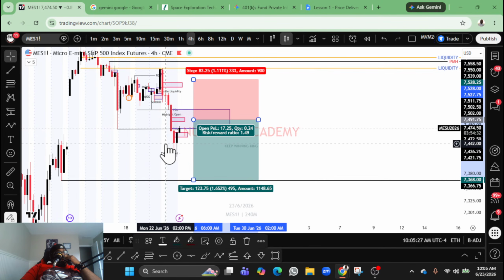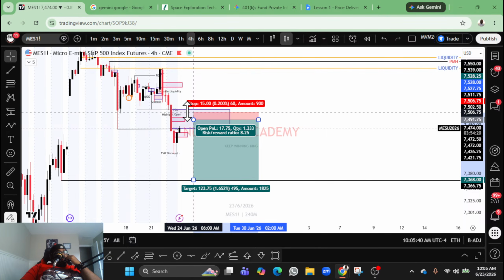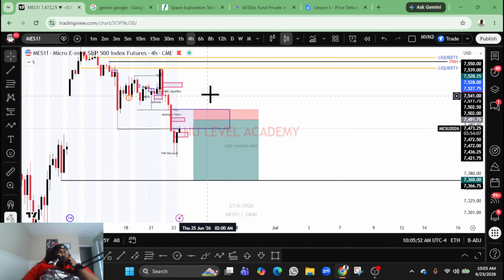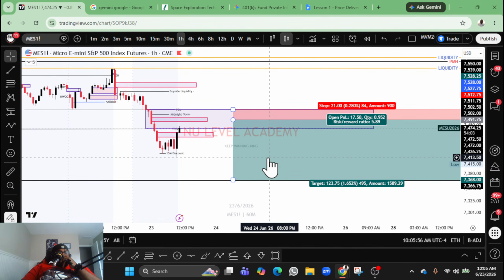Taking out initial sell side that we have down here, right? And obviously your stop will be somewhere right above here. So it'll look something like this. This is what we're looking for today. So it's just a matter of being patient and waiting for the move to happen.